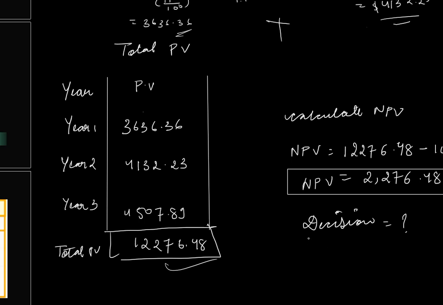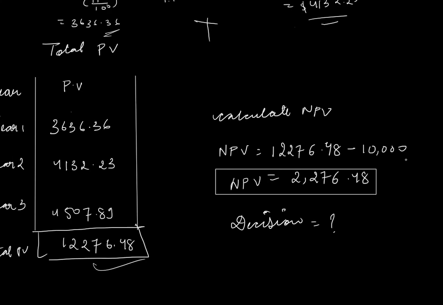Now you have to calculate NPV. For calculating NPV, you have to subtract the initial investment from the PV. Our initial investment was $10,000, which gives 2,276.48. So this is our net present value.